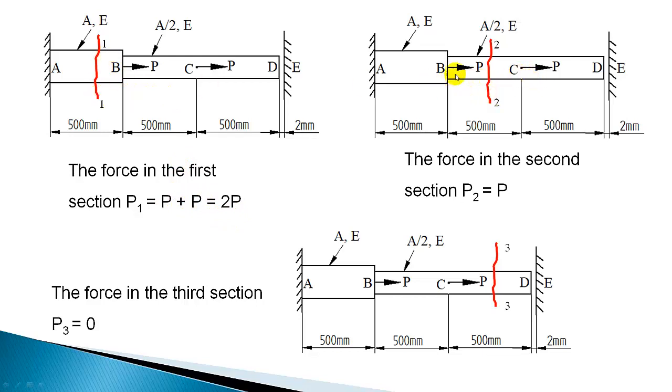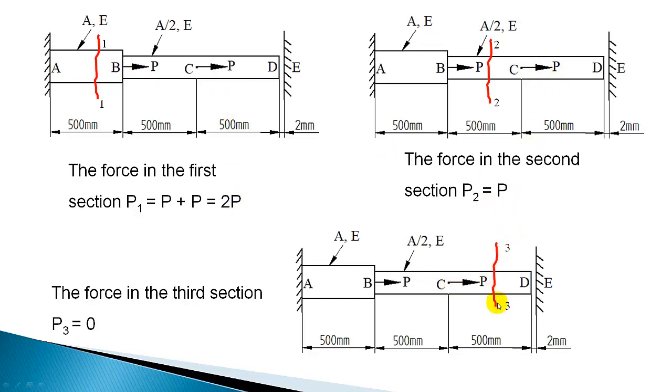And in the portion BC, if you take a section, considering the right portion, we will get only one force P. So that is the internal force. So we have one force P. The force on the left side should not be considered. You take the right side portion and consider all forces, taking rightward as positive. So this is rightward, so plus P.